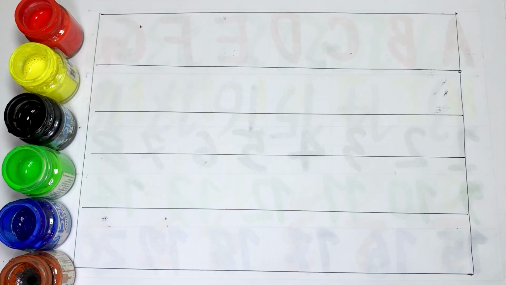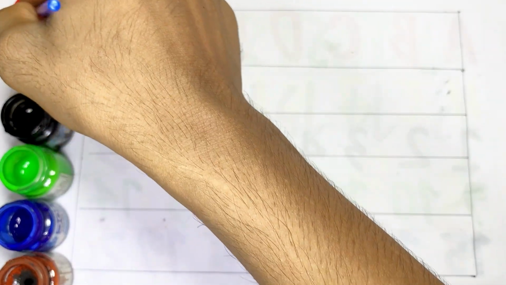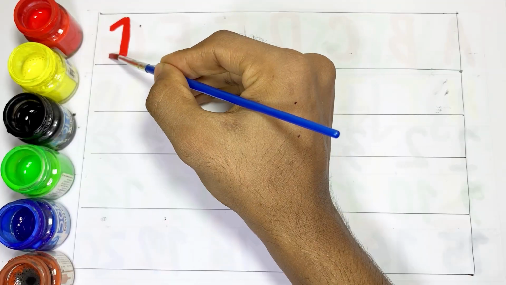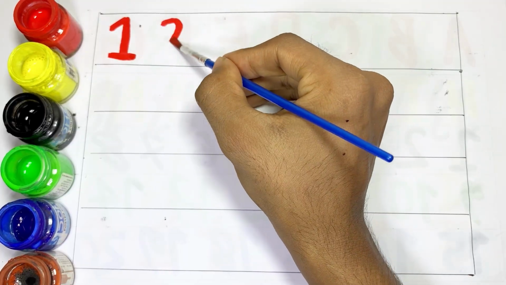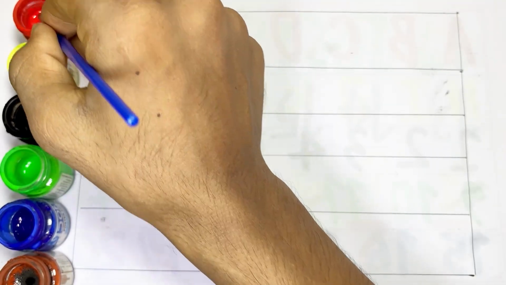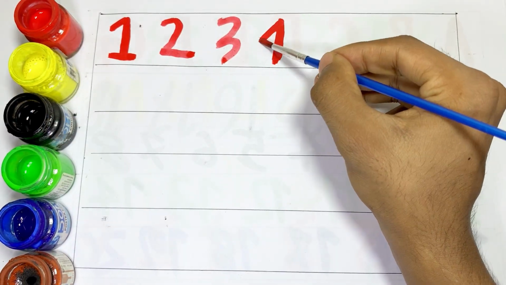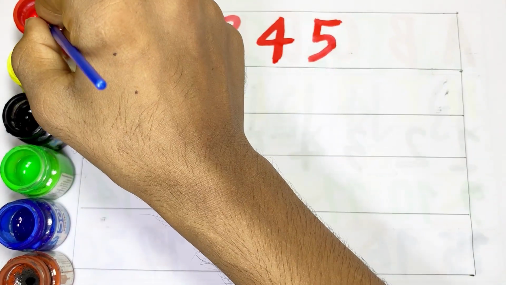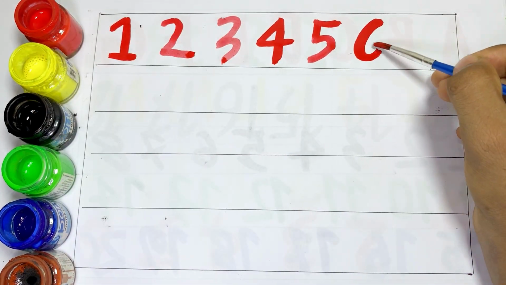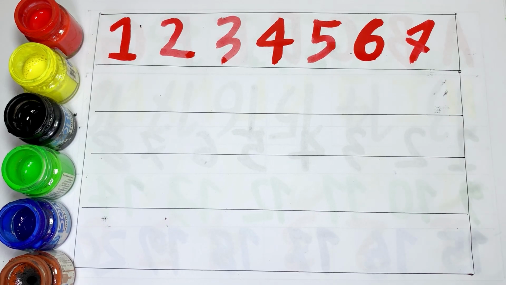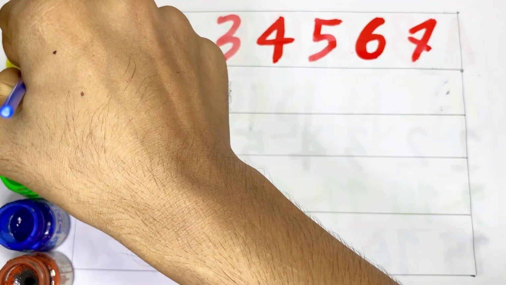Now you draw one and use red color. One, two, three, 4, 5, 6, 7.